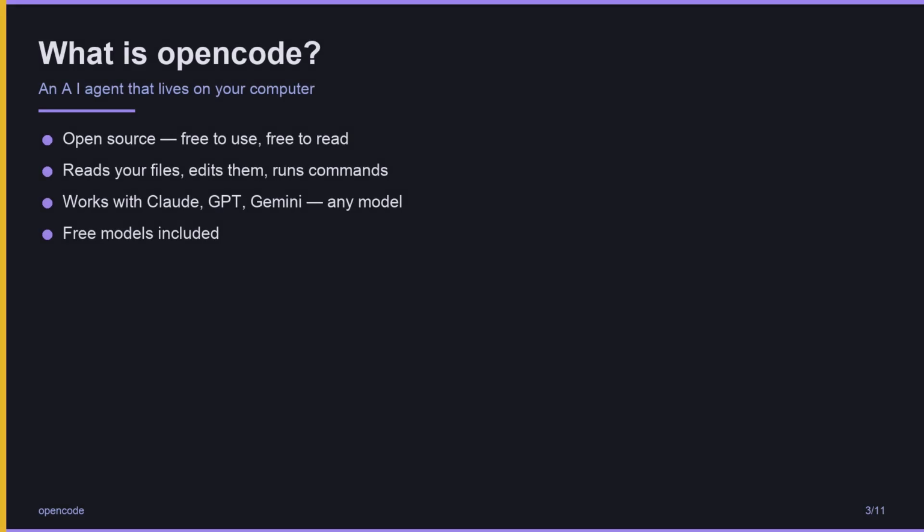Opencode is an AI agent that lives on your computer. It is open source, free to use, and free to read. It can read your files, edit them, run commands, and look things up for you. It works with any model you choose, Claude, GPT, Gemini, or a model running locally on your laptop. And it comes with free models, so you can start without paying anyone anything.